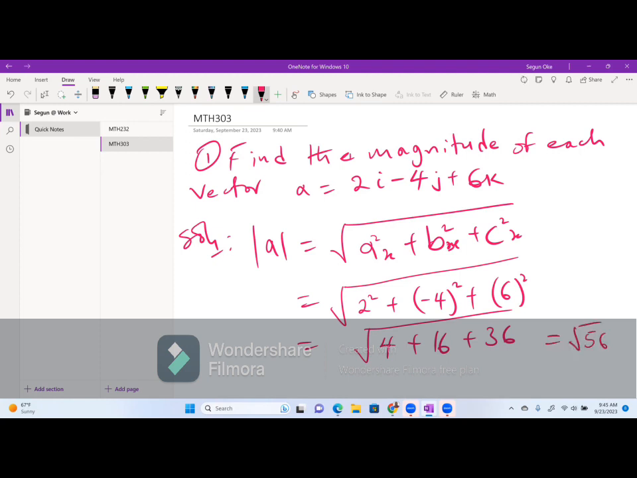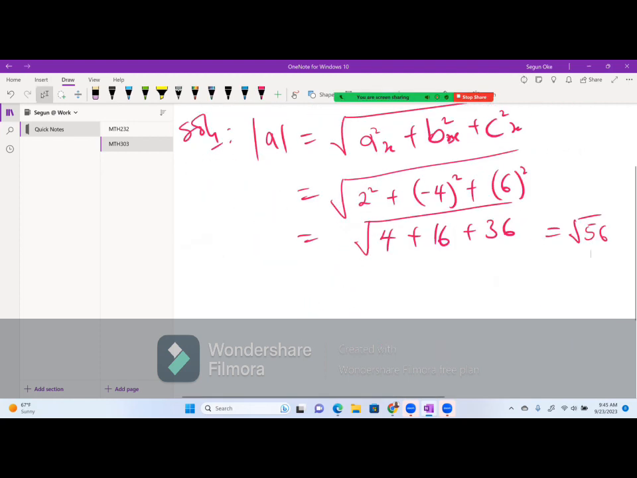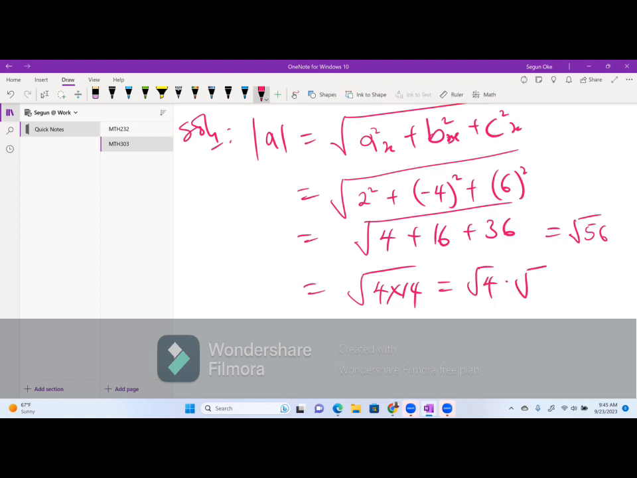We can still break the square root of 56 down. 4 multiplied by 14 will give you 56. I can now find the square root of 4 multiplied by the square root of 14. So at the end of the day, I have 2 root 14.